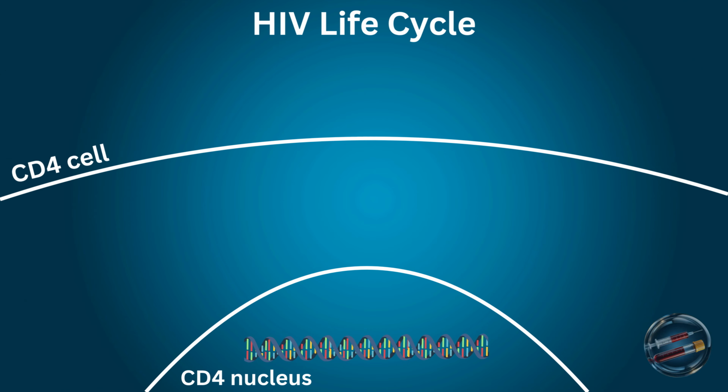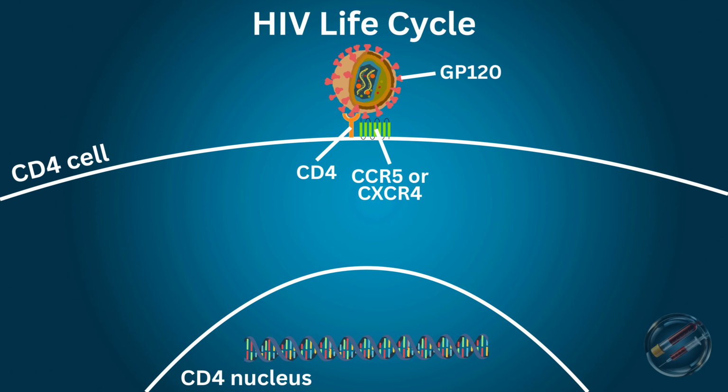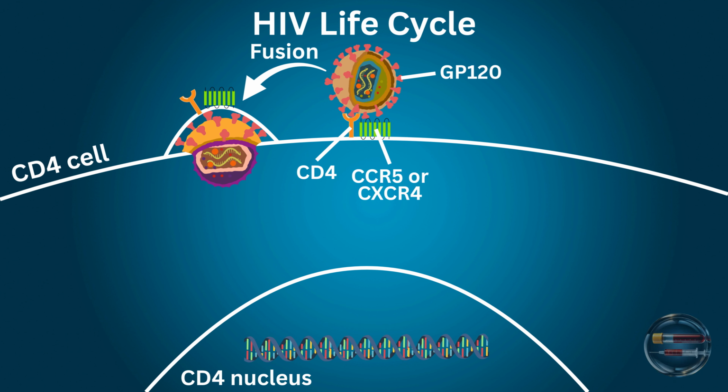First, during binding, the viral GP120 attaches to the host's CD4 receptor, primarily on T helper cells, macrophages, and dendritic cells, inducing a conformational change that enables binding to either the CCR5 or CXCR4 co-receptor. Subsequently, fusion occurs as GP41 penetrates the host cell membrane, allowing the viral envelope to fuse and release the viral capsid into the cytoplasm.